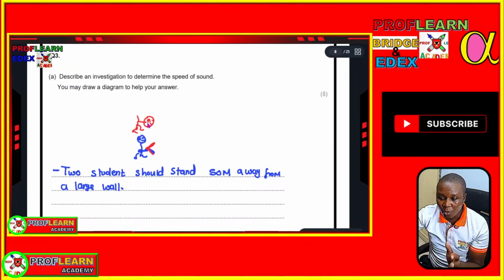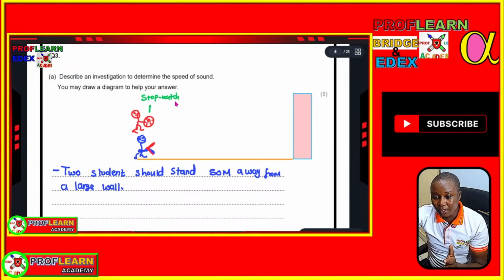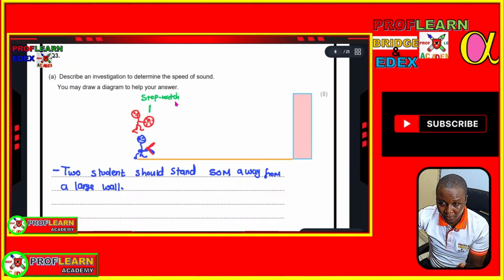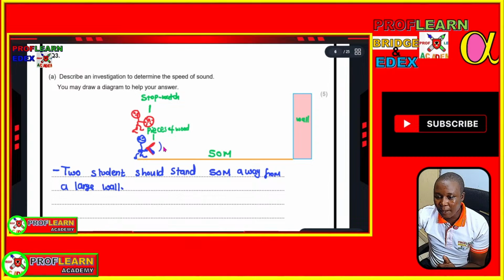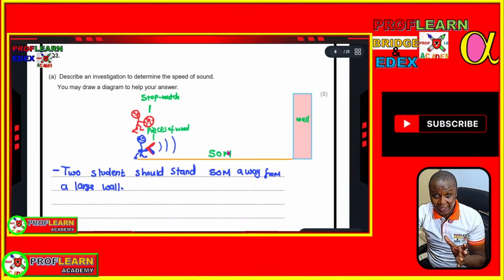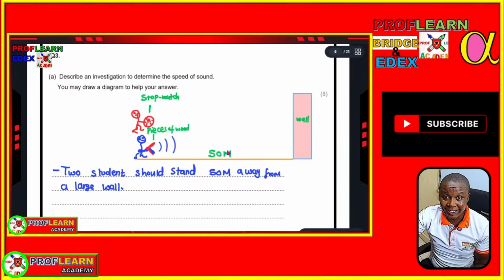So the person who is having a stopwatch is going to stop the stopwatch immediately the echo is heard. Sound is going to travel to the wall and come back. So sound will travel from the two people to the wall, and then the echo will be heard after that sound has been reflected. So that is what we're going to do, and the standard distance in this case is going to be 50 meters. Now that sound is produced, it will travel to the wall and then it will come back. So we're going to say two students should stand 50 meters away, and this distance of 50 meters is going to be measured by a tape measure.